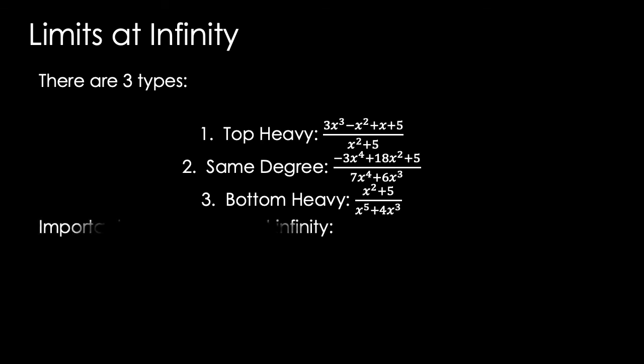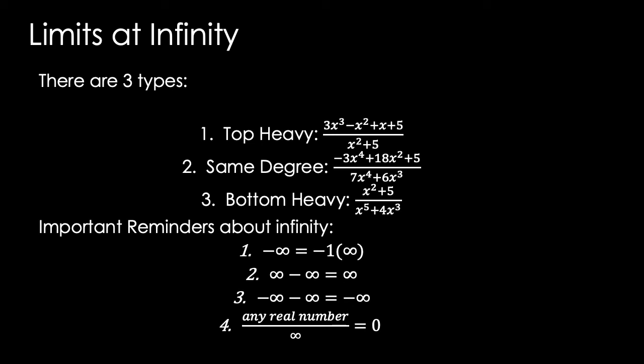So when we're working with limits at infinity, we have to remember some operations about infinity and working with infinity. So these few things here, negative infinity can be factored as -1 times infinity. Infinity minus infinity is not 0, but infinity. Negative infinity minus infinity is going to be negative infinity, and any real number divided by infinity is going to yield 0. These are important operations that will become really useful when we're trying to evaluate limits at infinity.